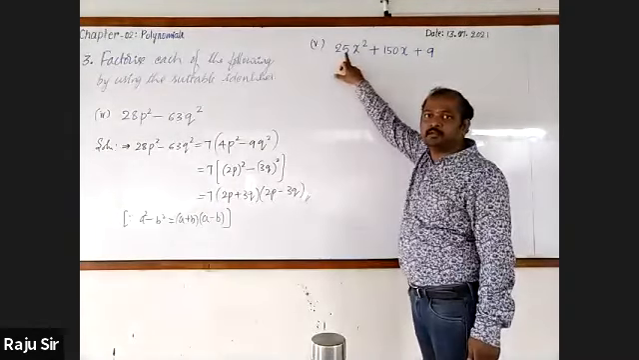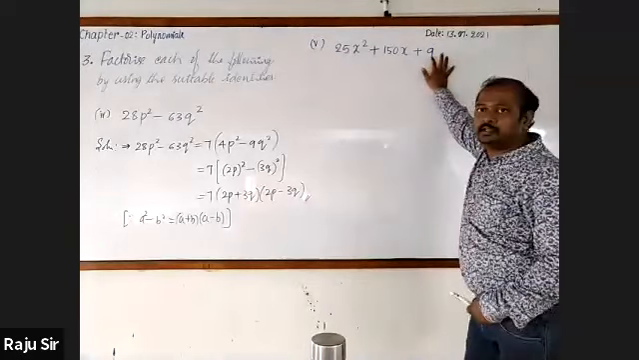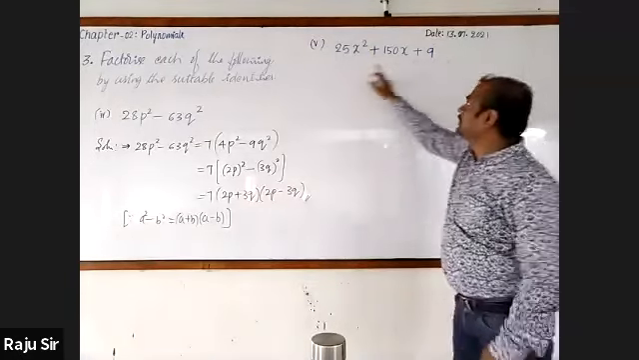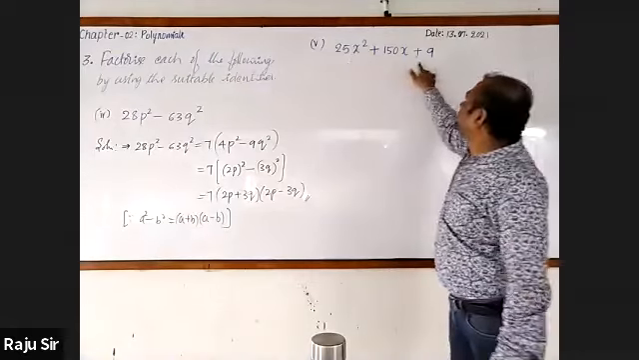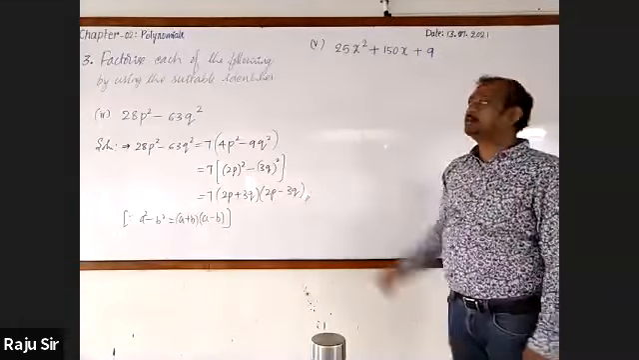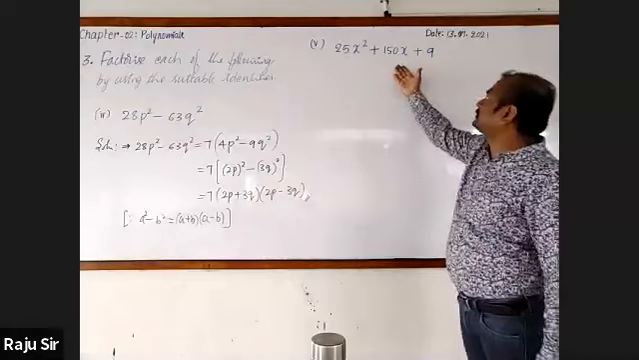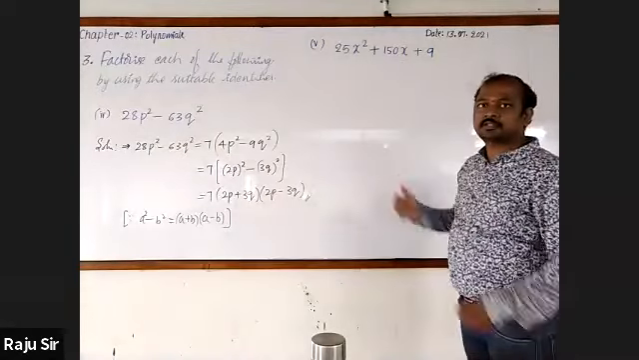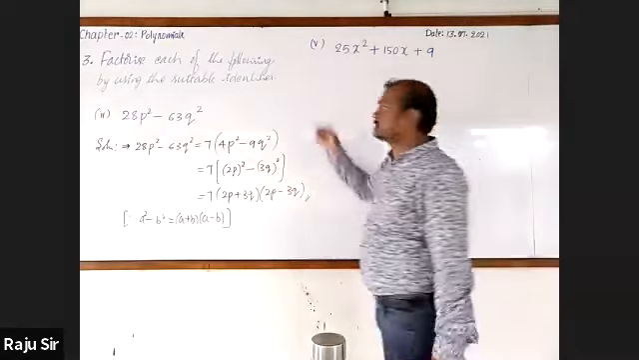25 is 5x whole square and 9 is 3 square, so 5x plus 3 whole square, because it is of the form a square plus 2ab plus b square. A simple one. Yeah, please start writing with me.